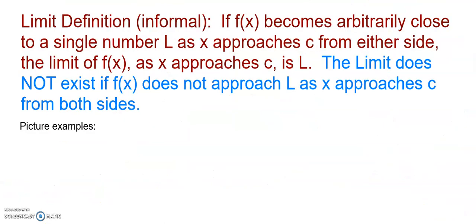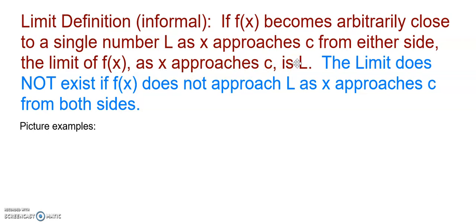Okay, so I'm sure you're still confused a little bit, and that's okay. That's what I'm here to help with, right? And you're like, wait, you didn't mention limit really at all in that last example. I don't know what the heck you're doing. Okay, so here's an informal definition of a limit. So limit definition, informal. F of x becomes arbitrarily close to a single number. So remember I said like infinitely close? That's arbitrarily close. To a single number L, as x approaches c from either side, the limit of f of x as x approaches c is L.